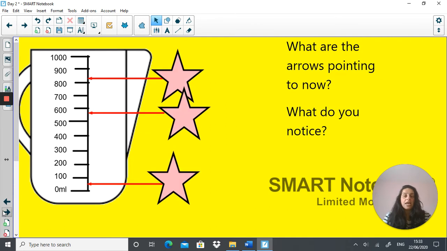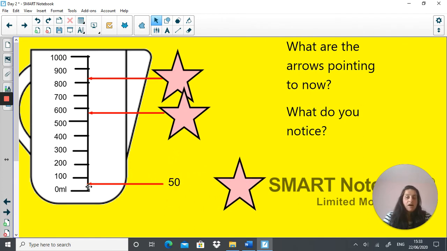Let's carry on and practice some more. Look carefully at these arrows. These are a bit trickier. Look really carefully and estimate which measurement the arrows are pointing at. This one here is 50 millilitres, because it's halfway between 0 and 100.